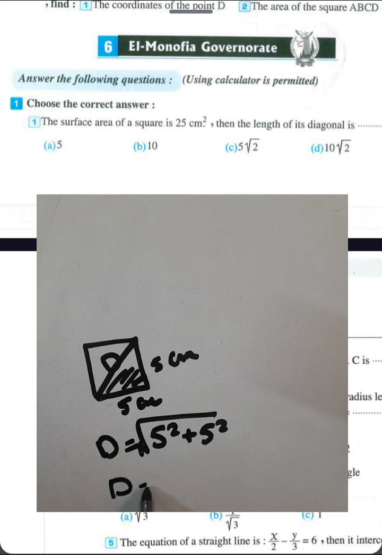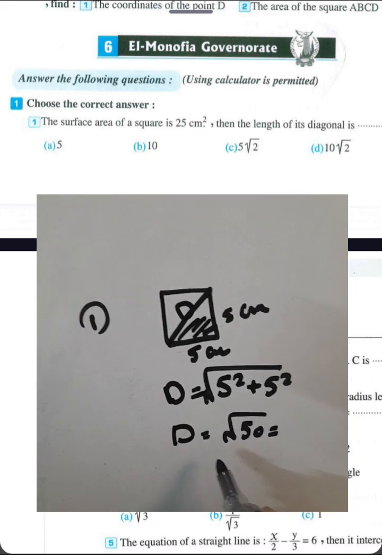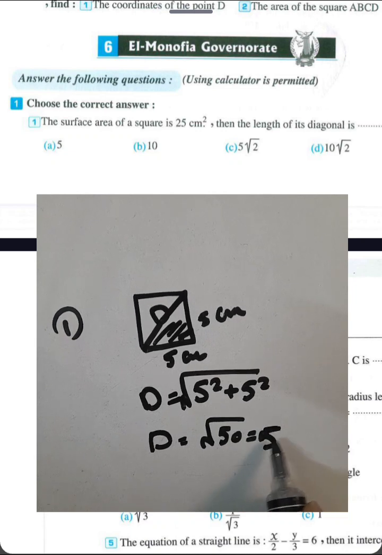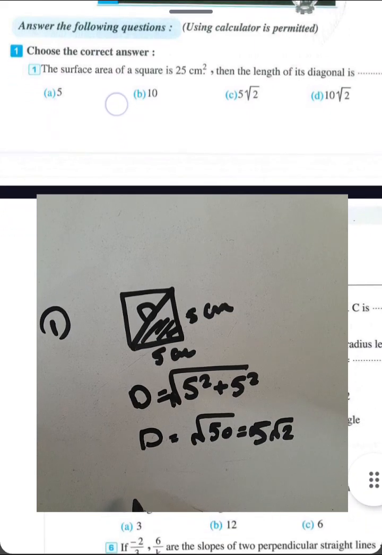5 power 2 will be 25. 25 plus 25 will be 50. The square root of 50 will be 5 root 2. The result will be 5 root 2 centimeters.